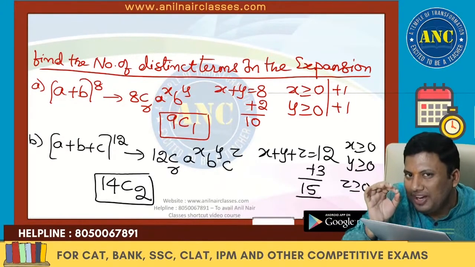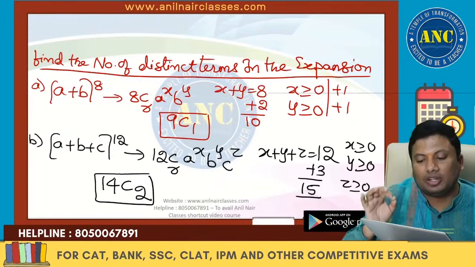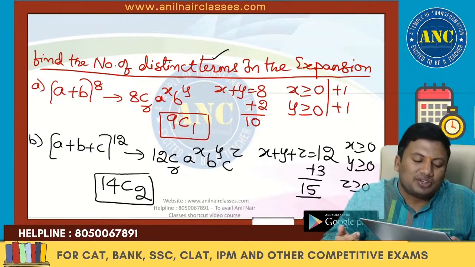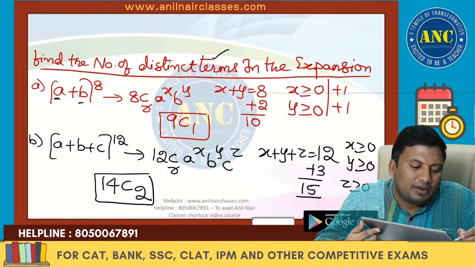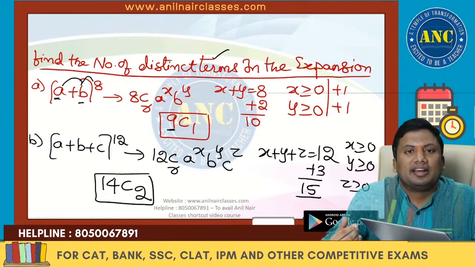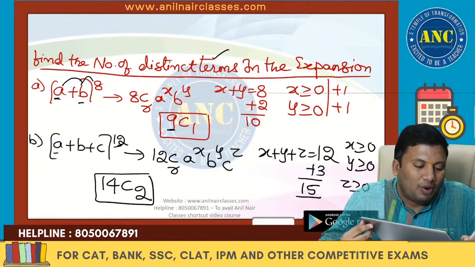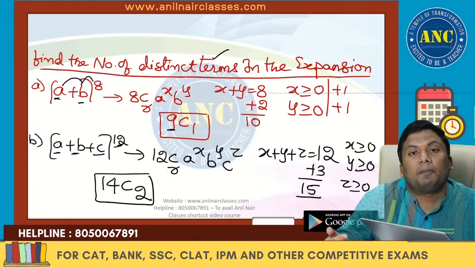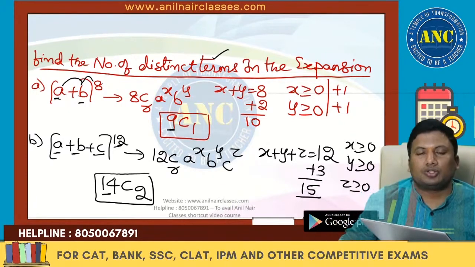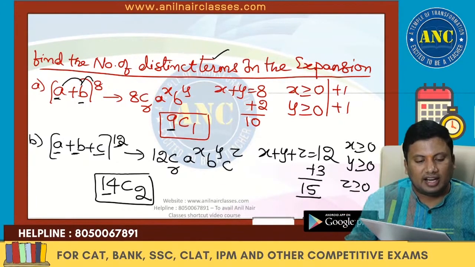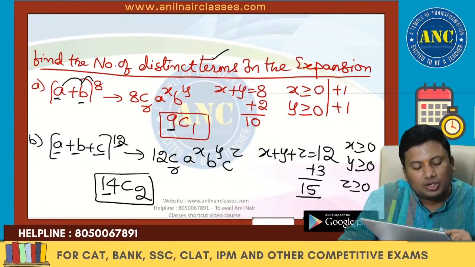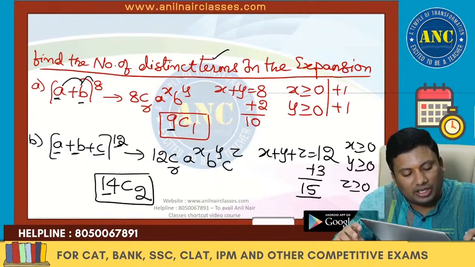Simple observation of the powers has given you the number of terms in the expansion directly. In fact, you can do it directly. 2 variables are there. 8 plus 2 is 10. 10 balls means 9 gaps, 9C1. For 12, how many variables are there? 3. What is 12 plus 3? 15. 15 means 14 gaps are there, 14C2. I hope the idea is clear. 8 plus 2, 10, which is 9C1. 12 plus 3, 15, which is 14C2.